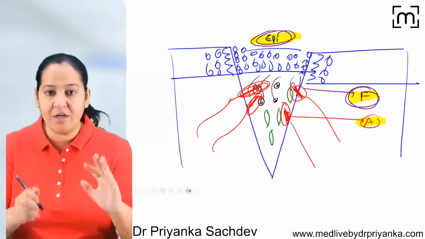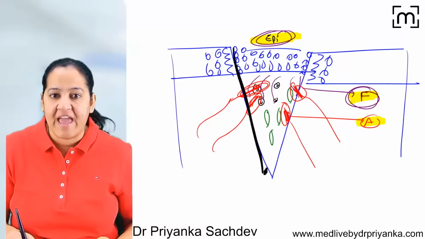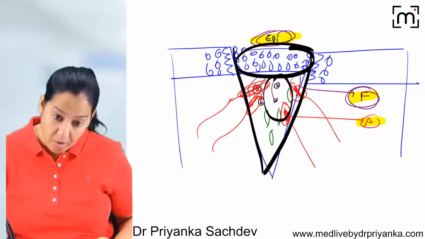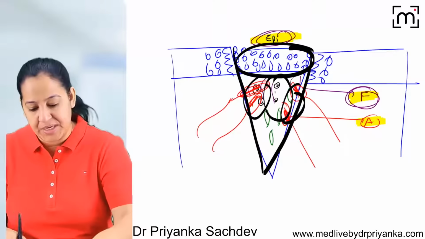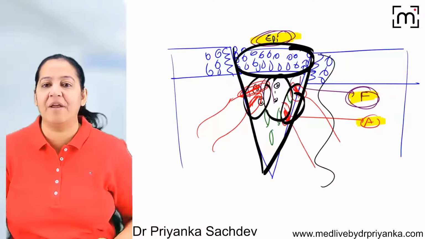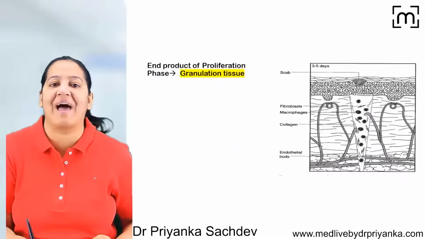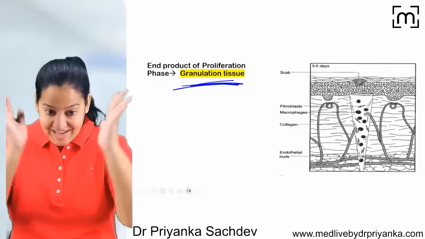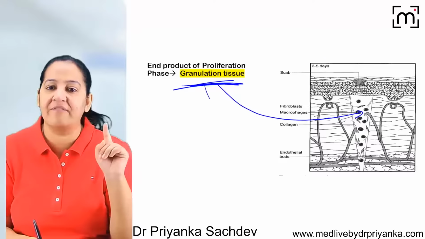So whatever product you can see in this gap, now in this gap, what you can see? We have the epithelialization, we have the collagen fiber formed by the fibroblast, and we have new blood vessel. So the summary of the 3 is known as granulation tissue. So the end product of this phase is known as granulation tissue. So what is granulation tissue? In the gap, we have collagen which is laid down by the fibroblast, and we have new blood vessel.